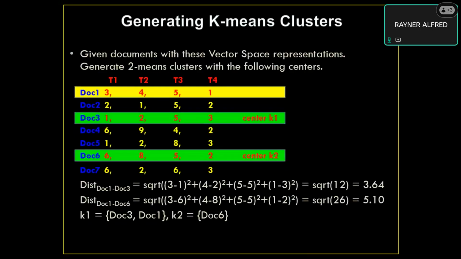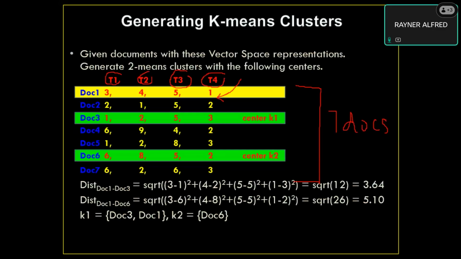Okay, so let me show you one example here. For instance, dalam ni we have a few document lah. So a few document, we have document 1 sampai 7, and we have term 1, term 2. This is the content of the document. So keyword 1, 2, 3, 4. And the number here indicates how many times they appear in that document. Okay, so we have 7 document here, 7 document.